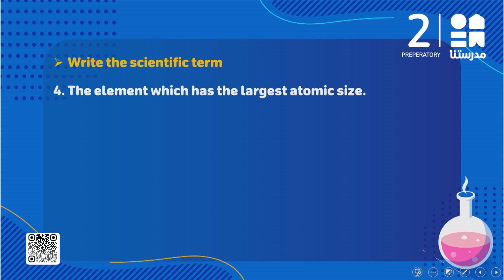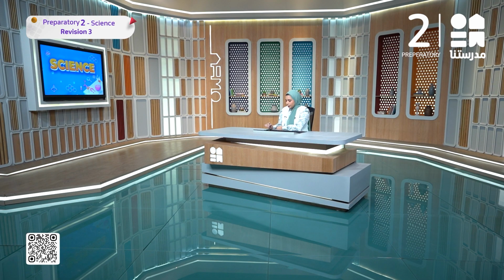Number 4, the element which has the largest atomic size. The largest atomic size is cesium. And do you remember the smallest atomic size in the modern periodic table? It's called fluorine. So again, the element which has the largest atomic size is cesium, and the one that has the smallest atomic size is fluorine.